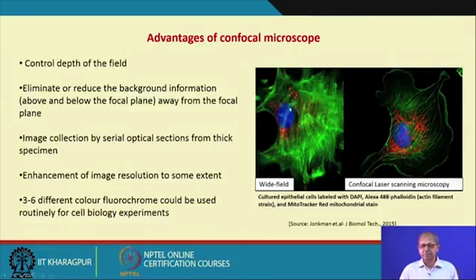Here is the same picture of the epithelial cell. When you are doing confocal microscopy, you will get a very sharp image of the nucleus, mitochondria and the actin filaments. In the previous picture you could not see the mitochondria; here you are seeing mitochondria, the actin filaments and the membrane parts.